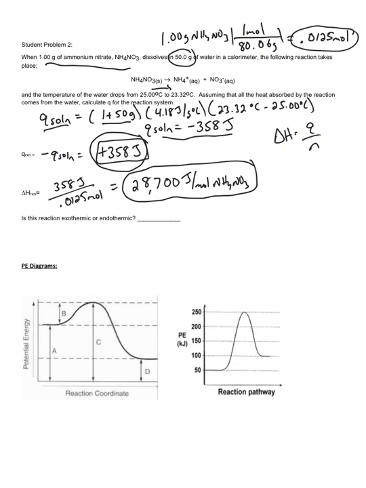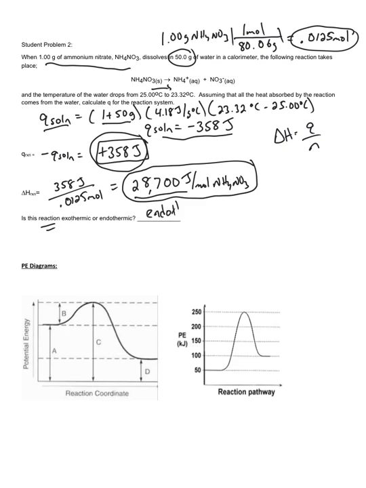The heat of the reaction divided by the moles of ammonium nitrate gives me 28,700 joules per mole of ammonium nitrate. That's how much heat is absorbed per mole of ammonium nitrate that dissolves in water. Okay? The value of the enthalpy is positive for this reaction. Therefore, is the reaction endothermic or exothermic? Not the solution, but the reaction.